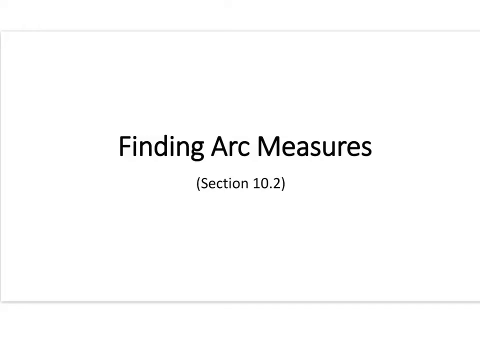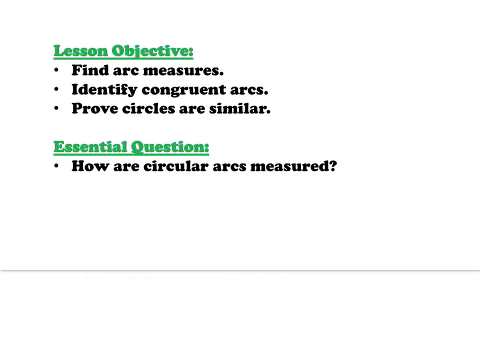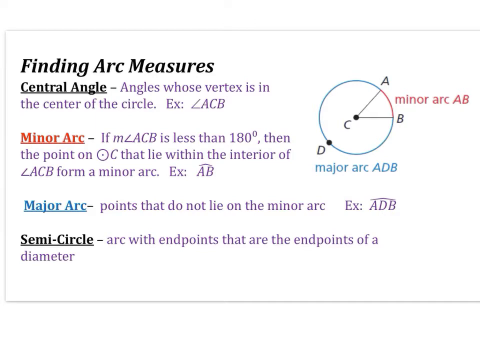All right, continuing with our circles, finding arc measures, section 10.2. Our objectives: to find arc measures, identify congruent arcs, and prove circles are similar. And then our essential question: how are circular arcs measured? Once again, we have some vocabulary we need to make sure we are aware of.